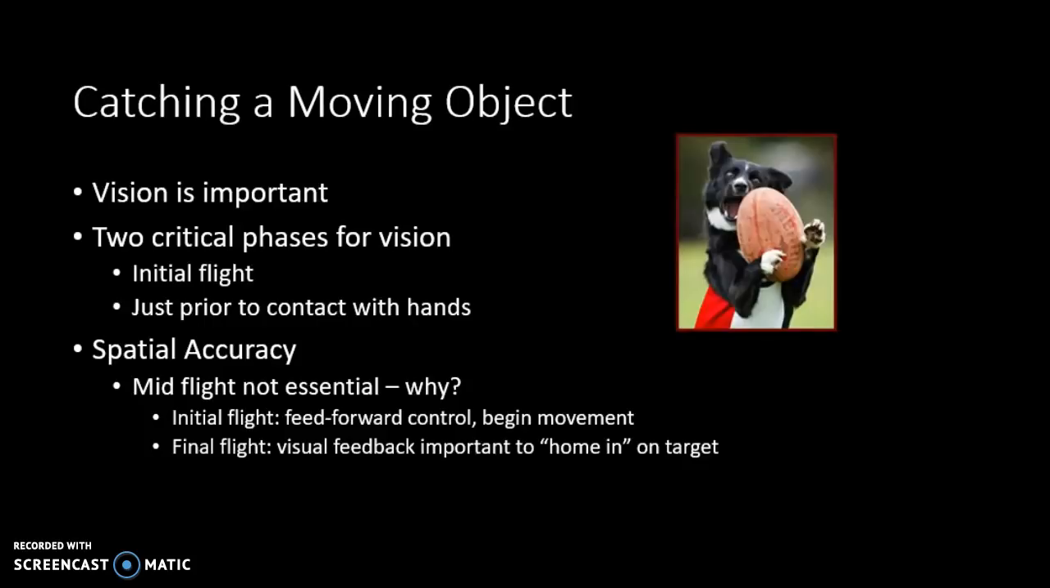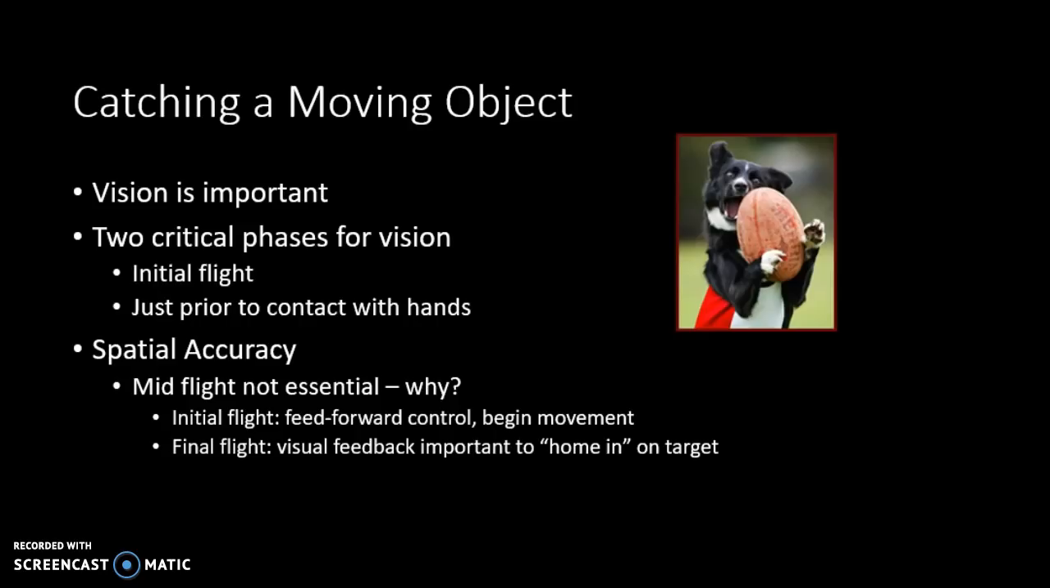So when we're talking about catching an object, we're talking about feed forward control, because obviously we have to anticipate where the ball is going to be based off of where someone's release point is, and the trajectory of the ball as well. So there's two critical phases for vision: the initial flight and just prior to the catch. Vision provides information about the movements of objects in the environment, as well as about the movement of one's body in that environment. And much of motor control involves tailoring our motor behavior to meet these visually presented environmental demands. And then we have spatial accuracy in which we use our vision.